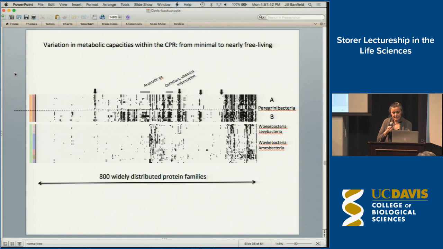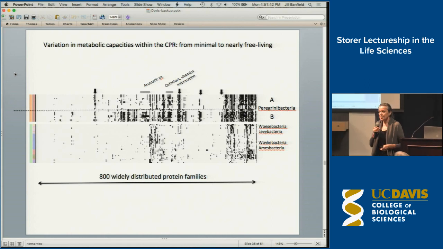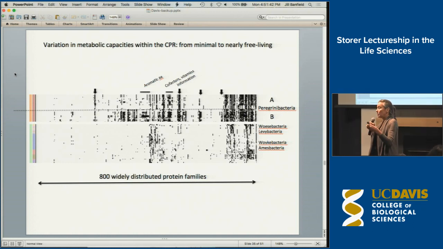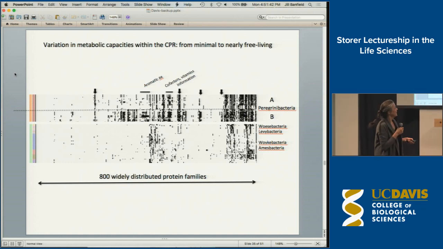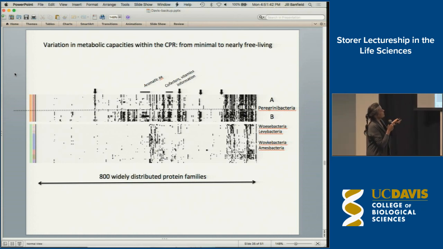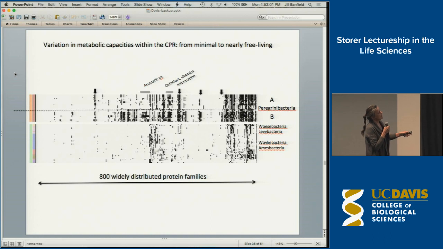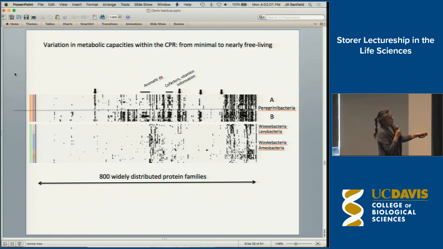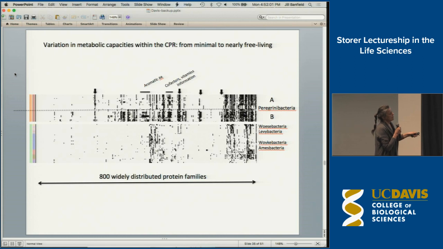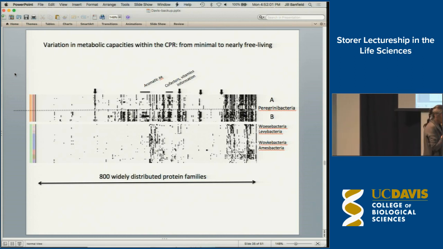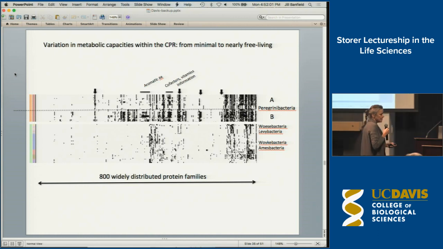Well, we thought, let's have a look within the CPR in more detail, and I think this is a small but important point. The CPR are not monolithic. They're not all the same. We can see here just a quick snapshot of the center part with our 800 protein families, presence black, absence white. We can see very clearly here there are certain groups that have a lot of metabolic capacities, two classes probably for the Peregrine bacteria, and there are some that have very minimal capabilities, and this seems to be at the level of the major groups, maybe you would say phyla. So that's intriguing.